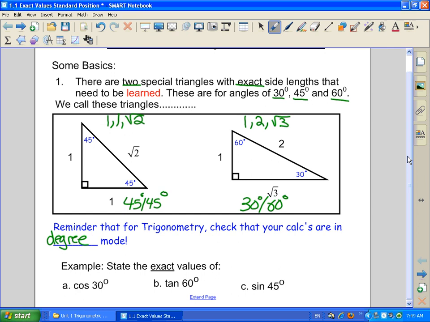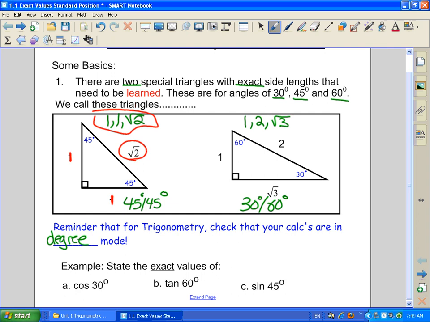So if you remember the names, 1, 1, root 2, just think 1, 1's the same, so that means that both your adjacent and your opposite sides are going to be equal. And using Pythagorean theorem, add those two up and square them and find the square root. Your hypotenuse is your square root.